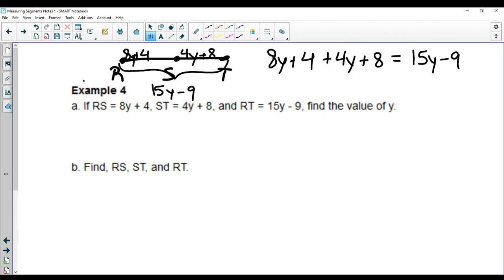15y minus 9. Now, this equation is a little bit more because first you have to combine the like terms on this left side, and then we're going to have variables on both sides, and we'll do that in just a second. But it shouldn't be too much harder. Alright, I'm going to combine some terms. 8y and 4y makes 12y. 4 and 8 is also 12 again.